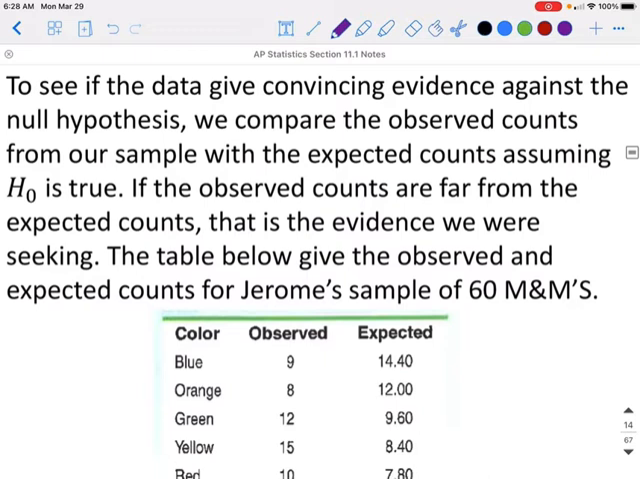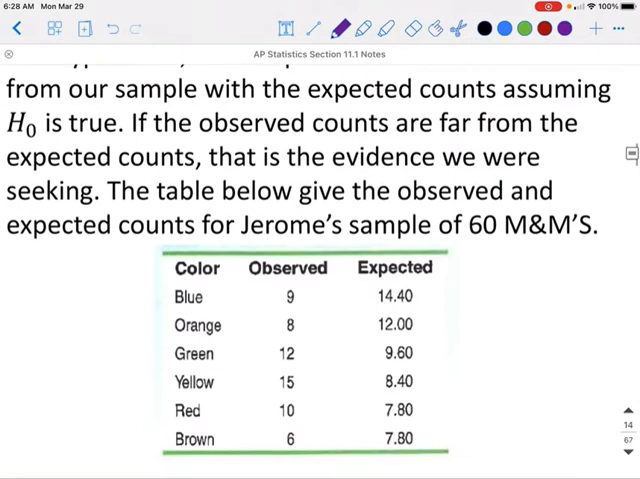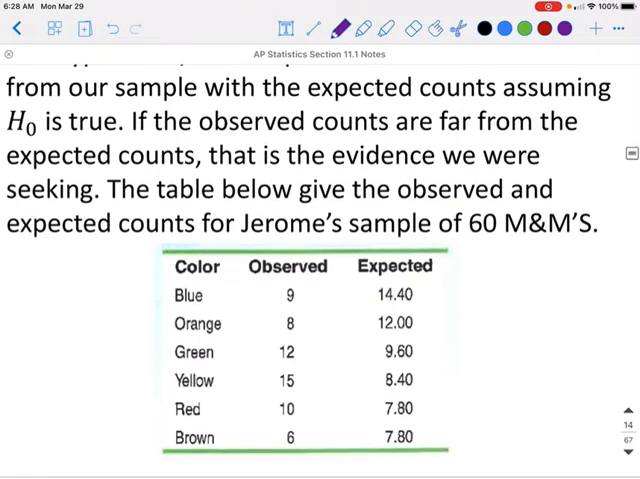To see if the data gives convincing evidence against the null hypothesis, we compare the observed counts from our sample with the expected counts, assuming that H sub 0 is true. If the observed counts are far from the expected counts, then that is evidence we were seeking. The table below gives the observed and the expected counts from Jerome's sample.